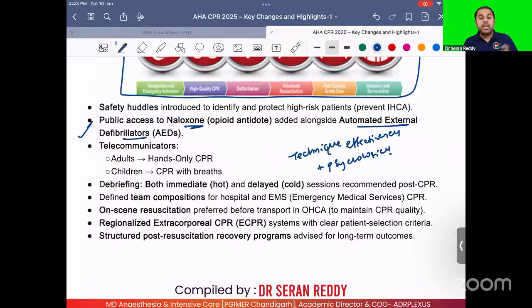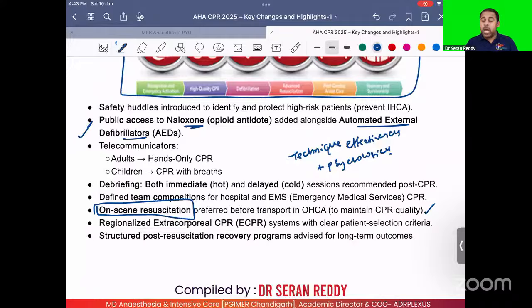Okay. And on-scene resuscitation is preferred before transport in OHCA. On-scene resuscitation is encouraged, and always ensure the CPR quality is maintained. And eCPR, just remember this word. eCPR is extracorporeal CPR, like an ECMO. You regionalize extracorporeal systems with clear patient selection criteria. If they fit in, we can use it.